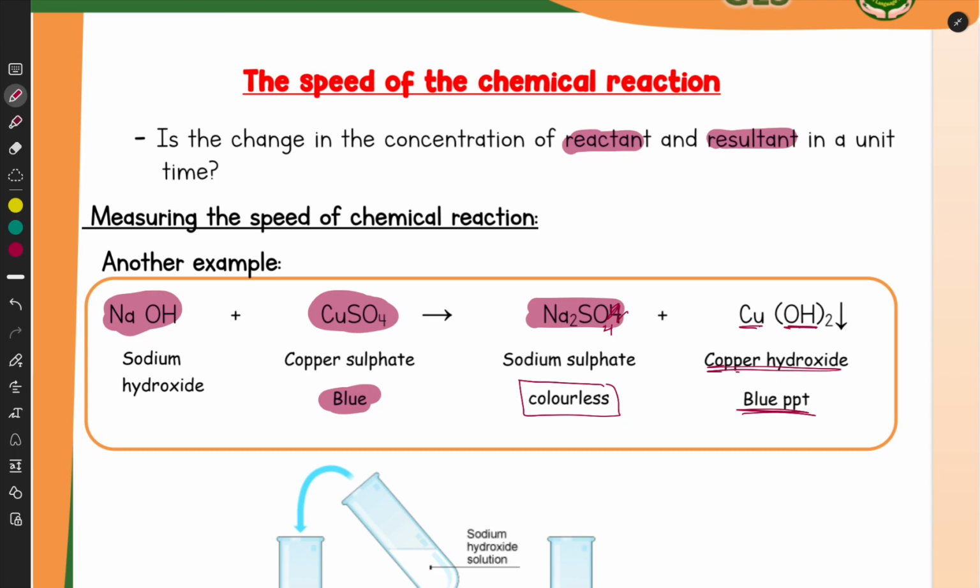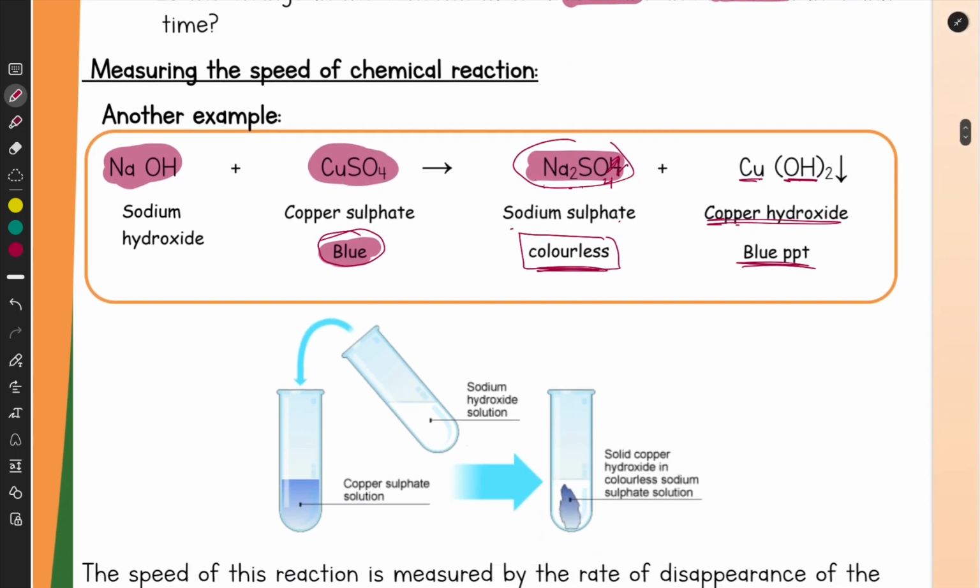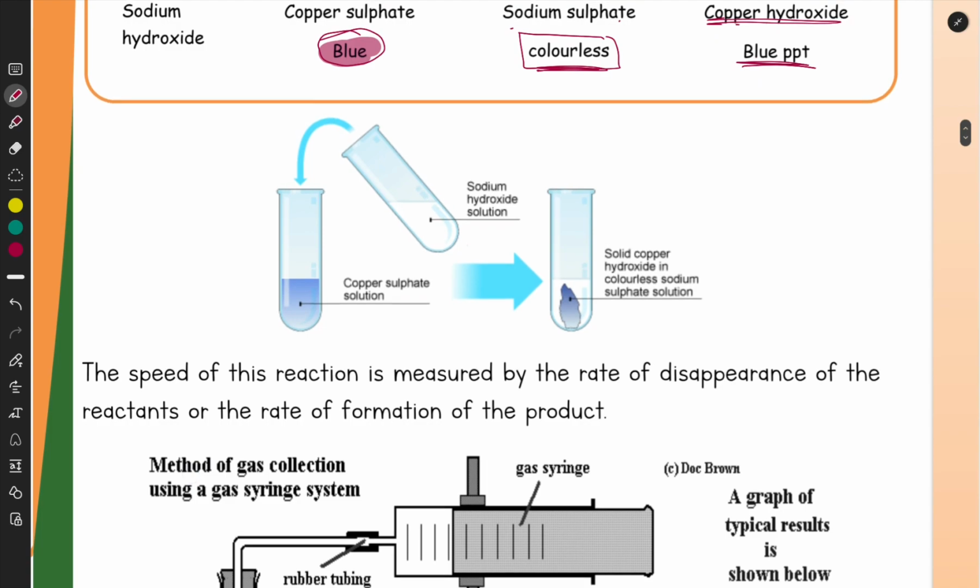Again, in the reaction we add NaOH, sodium hydroxide, to copper sulfate, CuSO4, which is blue in color, and the result will be two products. The first is sodium sulfate, Na2SO4, which is colorless, has no color at all. The second is Cu(OH)2, copper hydroxide, which is blue in color. This is the reaction we have.